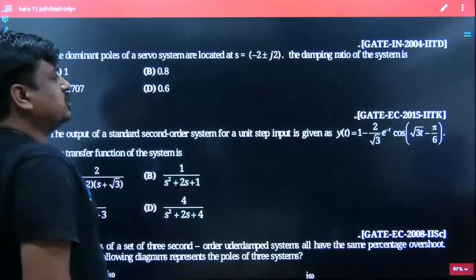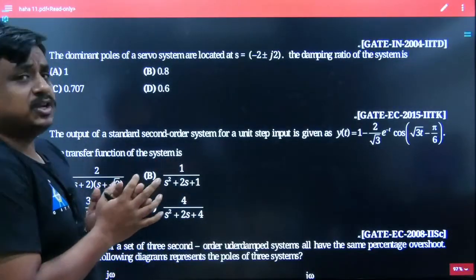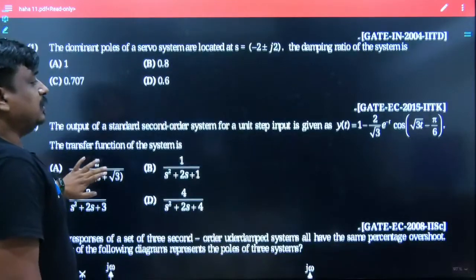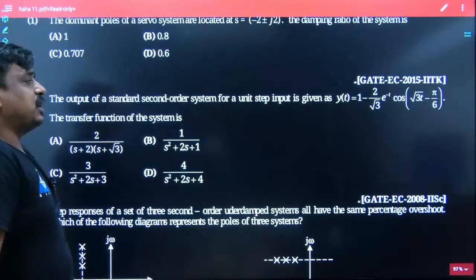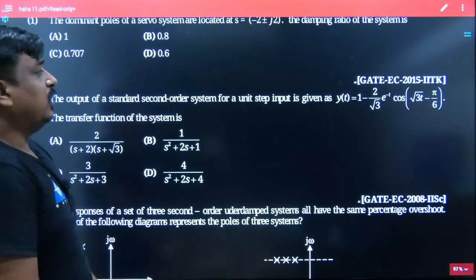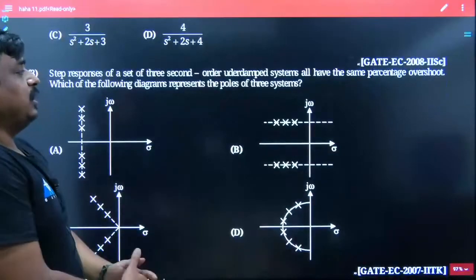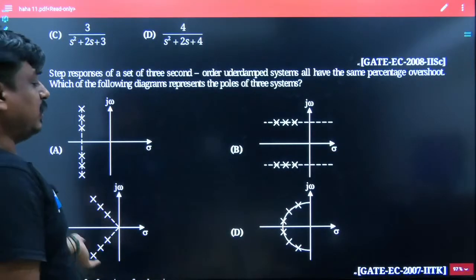This has been the first question, which had been asked in GATE Instrumentation, year of 2004, and the problem was framed by IIT Delhi. In the same sequence, we are going to have the next question, which had come in GATE Electronics, year of 2015. The problem was framed by IIT Kanpur. In the same sequence, we are going to have GATE Electronics 2008. The problem was framed by IIT Bangalore.